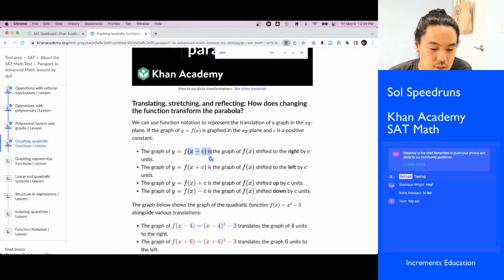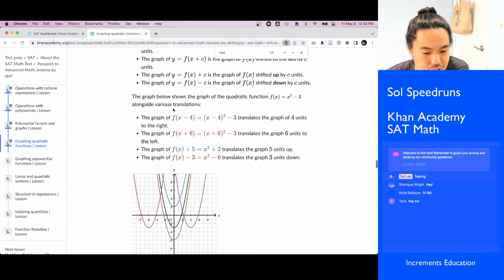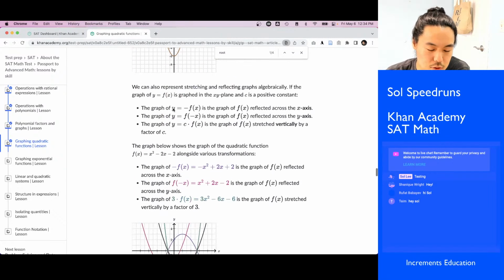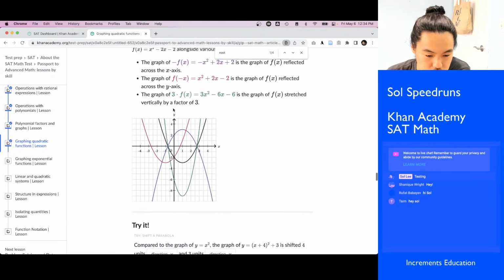But basically x minus c is shifting to the right. Okay, so we just gotta, yeah. I mean, I know this theoretically, it just took me a long time to compute it in my head because it's not something I've had to do in a long time.